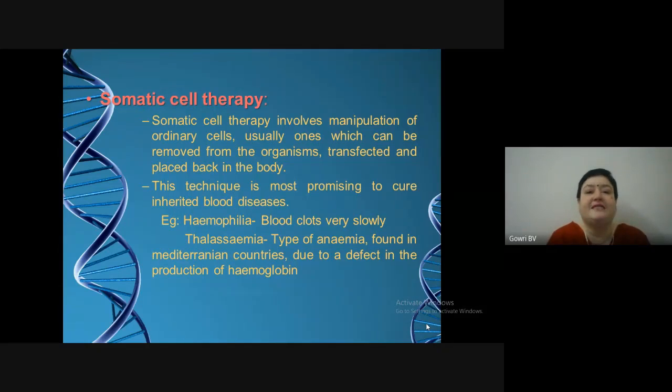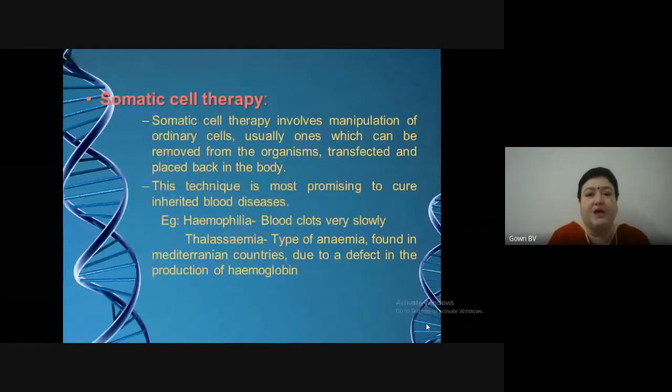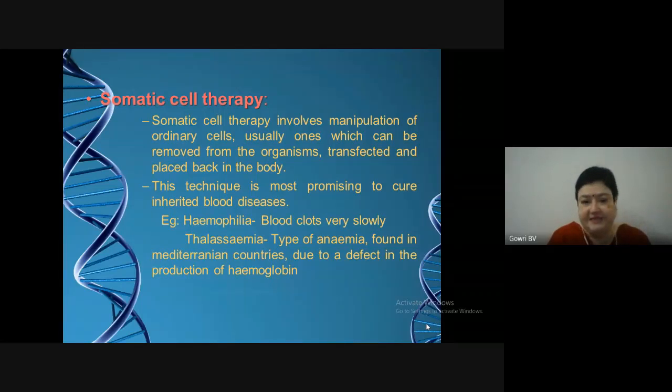I repeat, somatic cell therapy involves manipulation of ordinary cells, usually ones which can be removed from the organism, transfected and placed back in the body. This technique is most promising to cure inherited blood diseases. I have given you two examples. The first example is hemophilia, where the blood clots very slowly. And the second disorder is thalassemia. It is a type of anemia found in Mediterranean countries due to the defect in the production of hemoglobin. So there will be less production of hemoglobin in thalassemia patients.